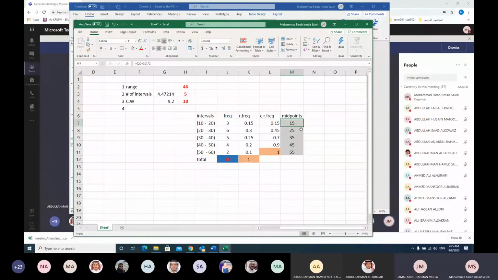Based on this, we can say the following. The temperature in the first day is approximately equal to 15. Clear? The first class has 3 days. What about the second day? Also 15. What about the third day? Also 15.